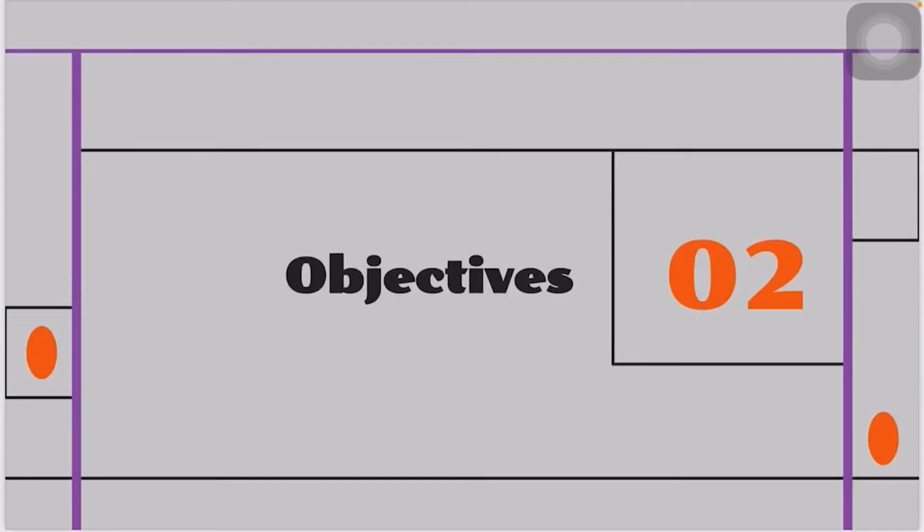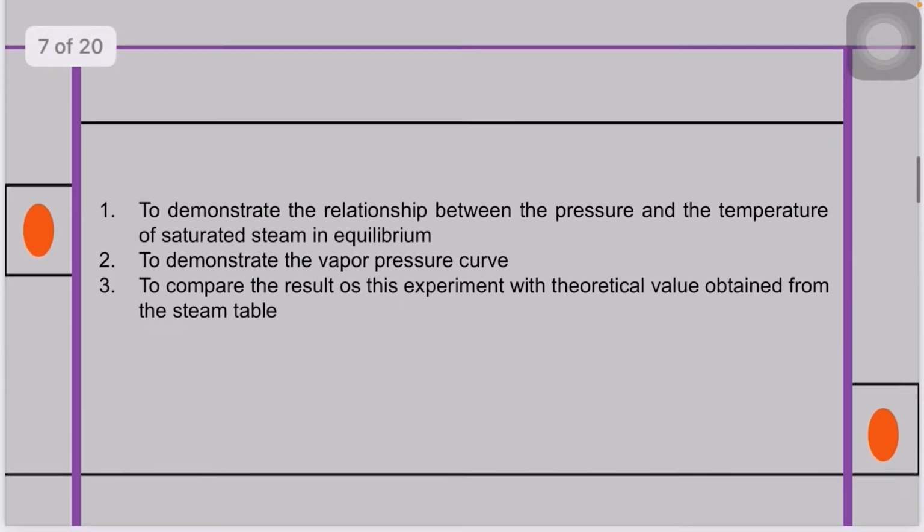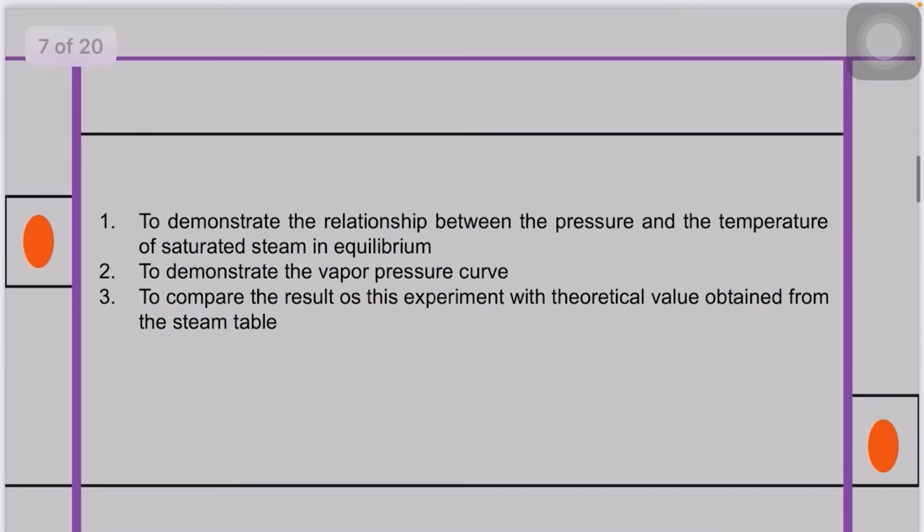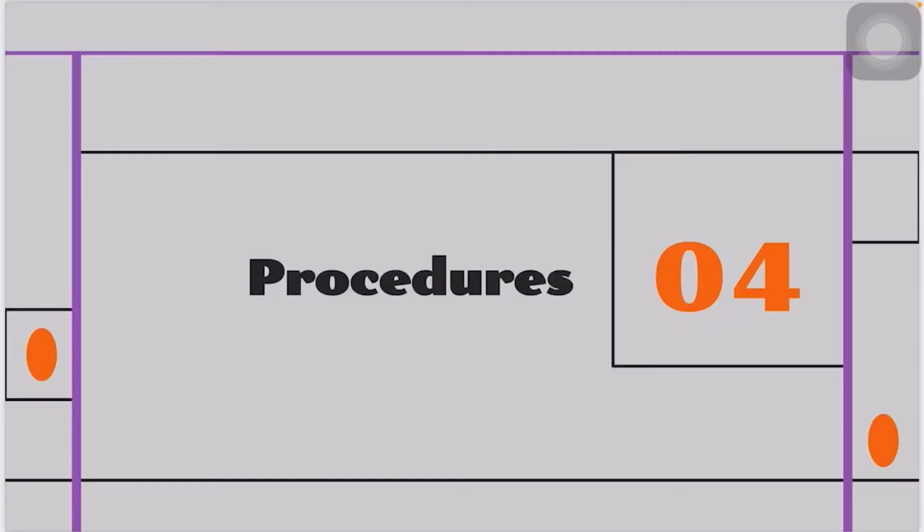And today I would like to present about the objective of this experiment. First, to demonstrate the relationship between the pressure and temperature of saturated steam in equilibrium. Second, to demonstrate the vapor pressure curve. And last but not least, to compare the result of this experiment with the theoretical value obtained from the steam table. Now we move on to the procedure.